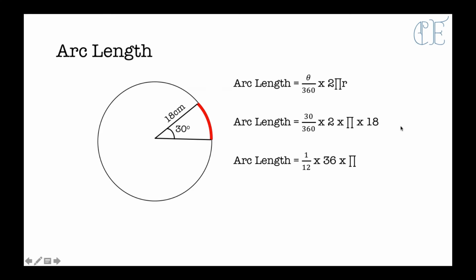If you can put that in your calculator if you like, or you can do 2 times 18, which is 36, and you can cancel down this fraction to 1/12 just to make it a little bit simpler. We can then just do everything on our calculator like that. It leaves us with 3 pi, or if you press the SD button on your calculator, it will give it to you as a decimal. So the arc length would be 9.42 centimetres to 2 decimal places.